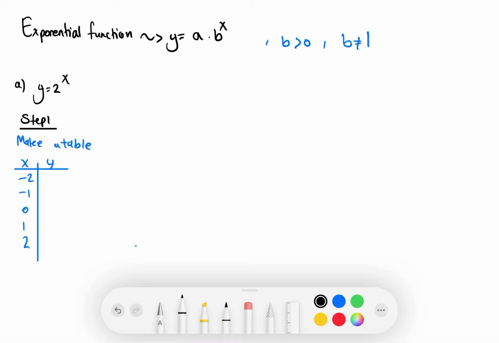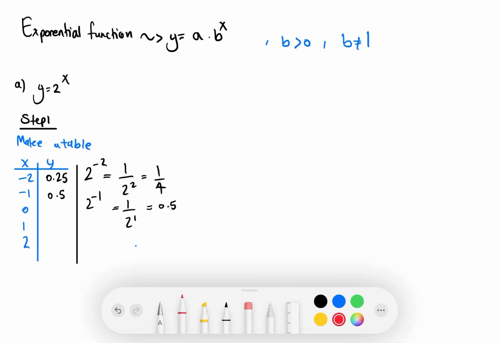If you guys are familiar with what that means, when the x's are given, you just basically have to plug them back inside your function. So for this one, you're going to get 2 to the power of -2, which basically is 1 over 2 to the power of 2, which is 1 over 4, which is exactly 0.25. And then you get 2 to the power of -1, which is 1 over 2 to the power of 1, which is 1 over 2. So that's going to be 0.5.